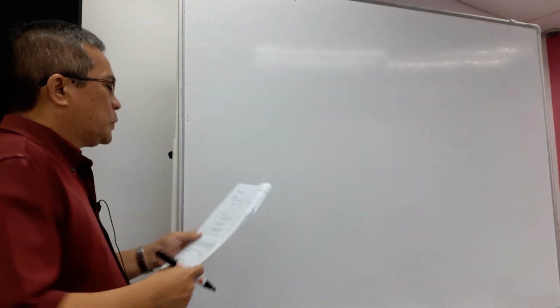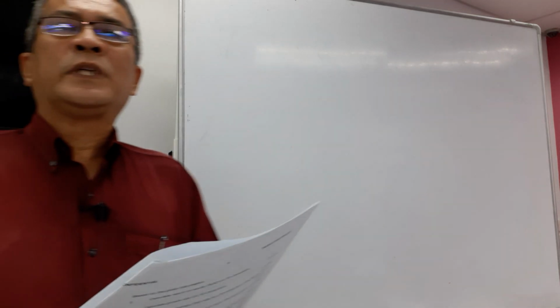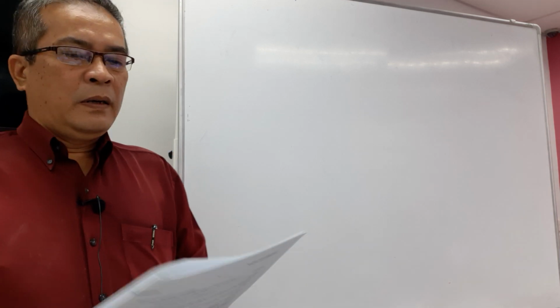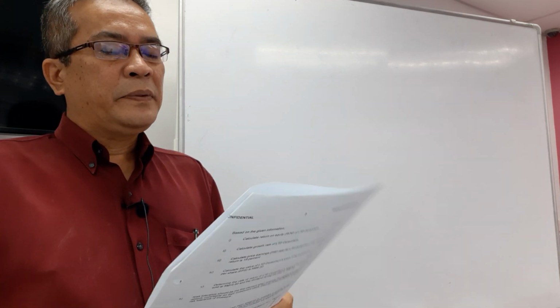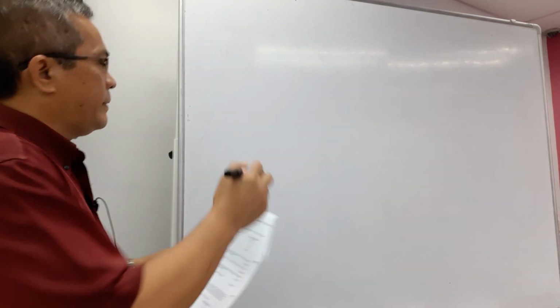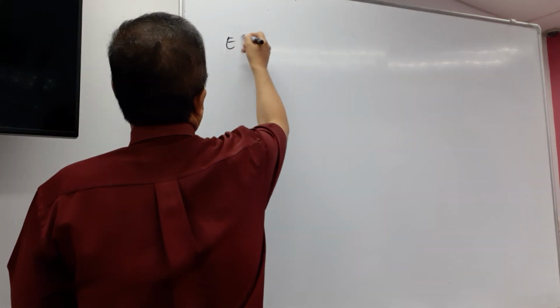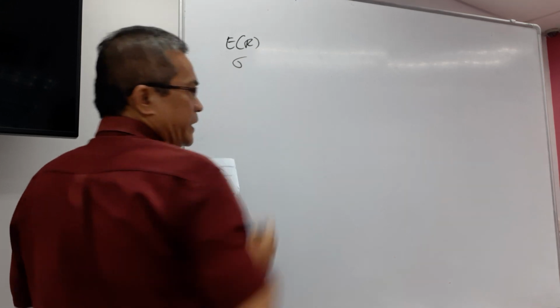So December 2018, question 1A. The following are the monthly rates of return for two companies during a 5-month period. Okay, we have Kailis Berhad and Corelis Berhad. Based on the information, determine your portfolio's risk and return. That means the expected return and the standard deviation.